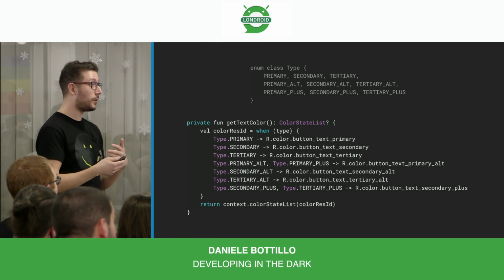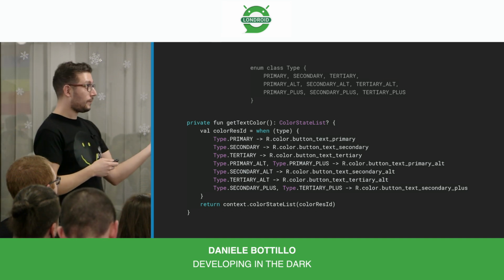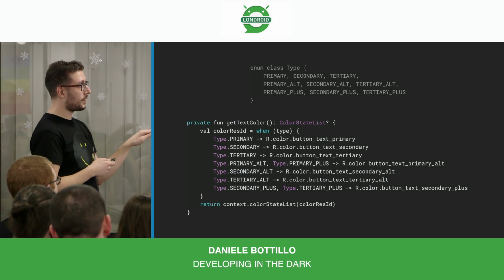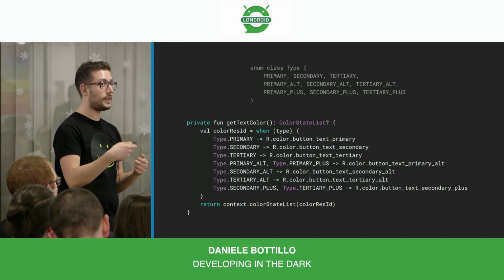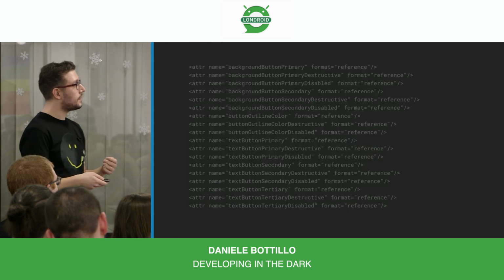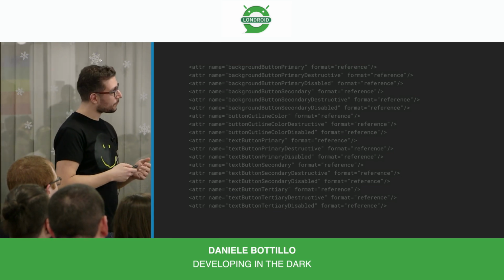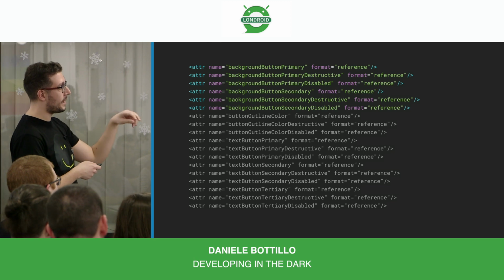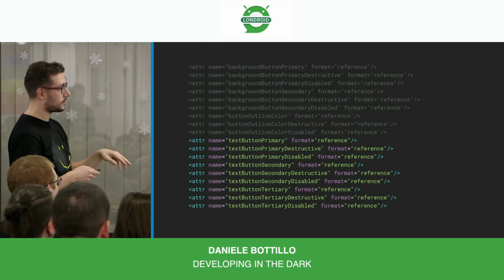Even if you add new components, you need to remember to add an if. I don't think that works. So we basically moved that away, and then we just reference colors and drawables, and they do the same trick of using the attribute reference from the theme. So for example, we add all those attributes to our theme, for all the backgrounds of the buttons, all the borders of the buttons, and all the text of the buttons.